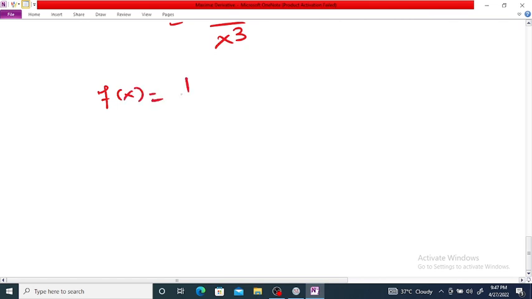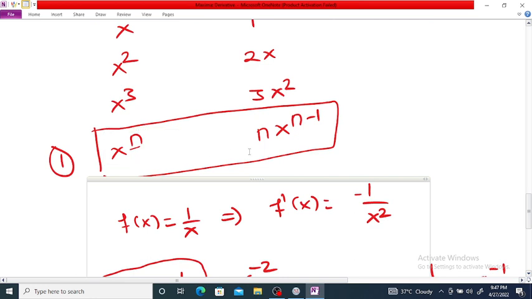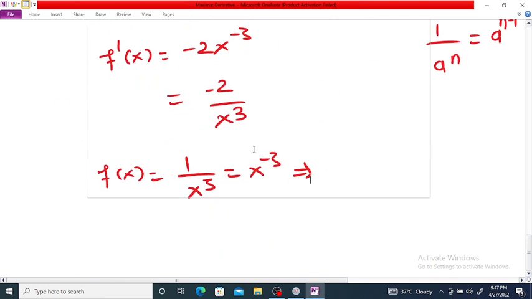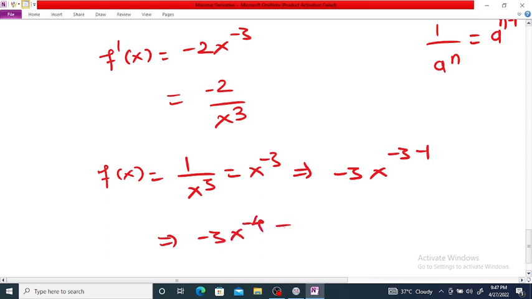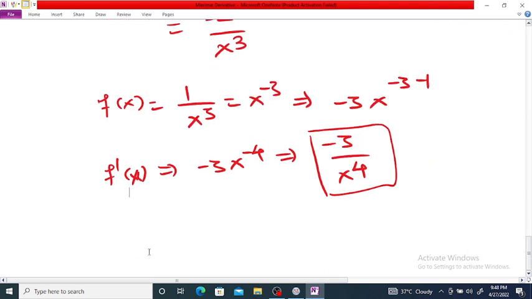From this we can write, if f of x is equal to 1 by x cube, it means it is equal to x raised to minus 3. Then by using the first formula, that is the derivative of x raised to n is n times x raised to n minus 1, we can write this is equal to minus 3 x raised to minus 3 minus 1. So this is equal to minus 3 x raised to minus 4, which is equal to minus 3 divided by x raised to 4. This is f dash x. So if f of x is equal to 1 by x cube, then it is minus 3 by x raised to 4.